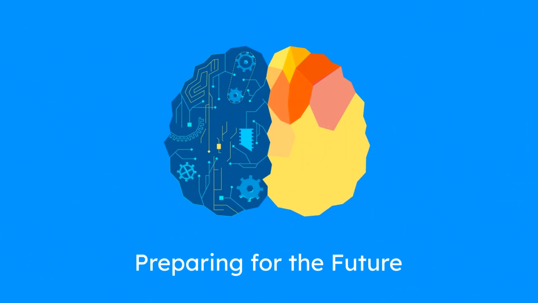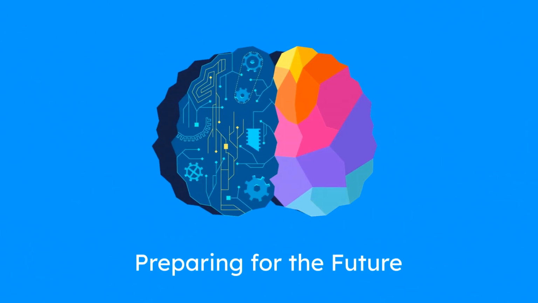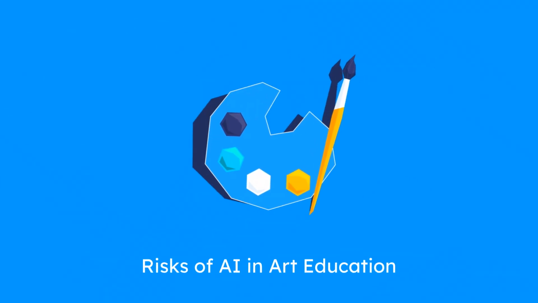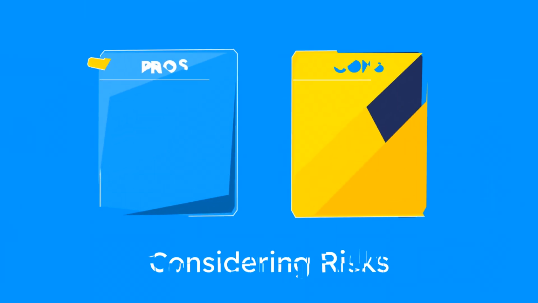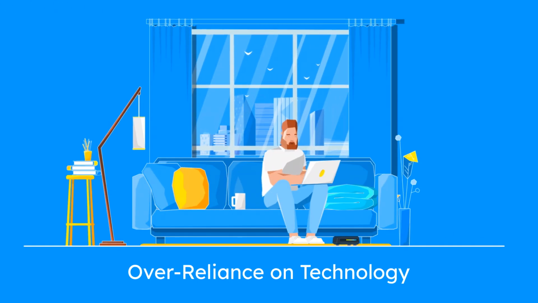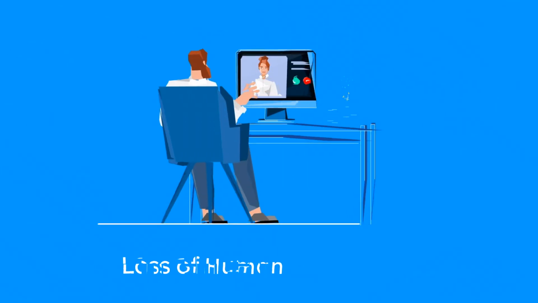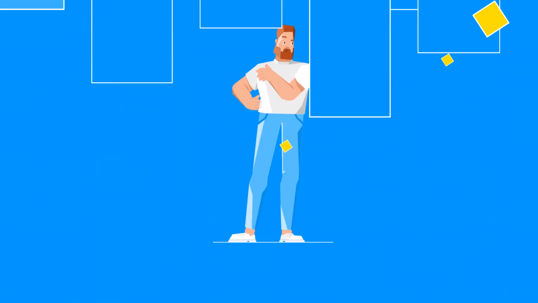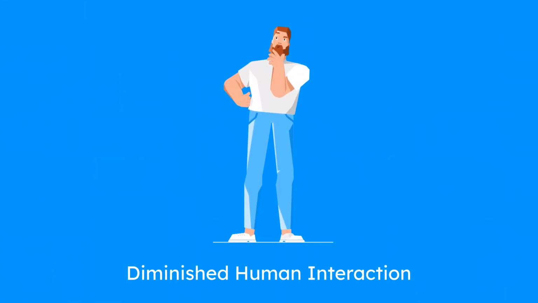Preparation for the future. As AI becomes increasingly prevalent in the art world, it's essential for students to develop skills in using these tools. Potential risks. The dark side of the brush. However, there are also potential risks to consider. Over-reliance on technology. Over-dependence on AI tools could hinder the development of fundamental artistic skills and critical thinking. Loss of human connection. The human interaction between teachers and students is crucial in art education. Over-reliance on AI could diminish this important aspect.